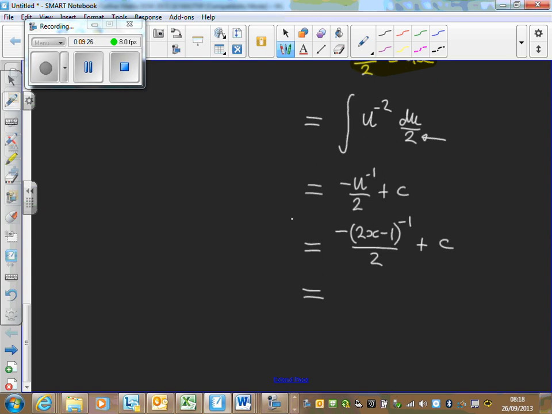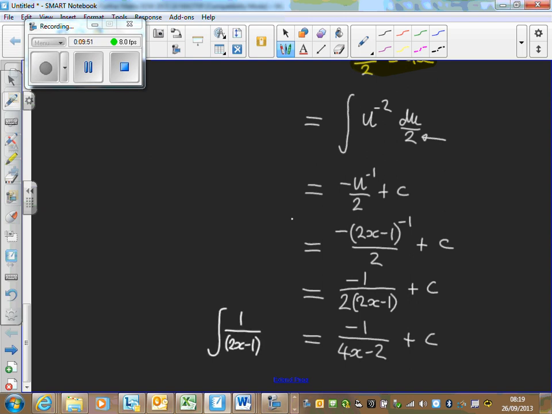Now that looks a little bit nasty. I might be tempted to rewrite this in a different way because it's 2x minus 1 to the power of minus 1. We've got a minus sign at the top, so it'll be minus 1 over 2 lots of 2x minus 1 plus c. And if I so wished, I could then write that as minus 1 over 4x minus 2 plus c. So the integral of 1 over 2x minus 1 squared dx is equal to this.